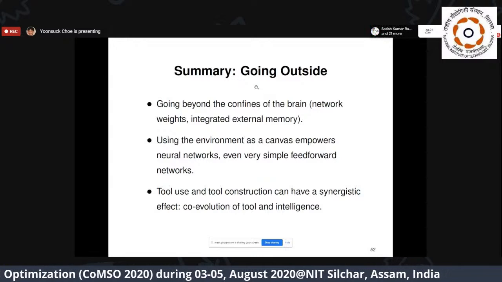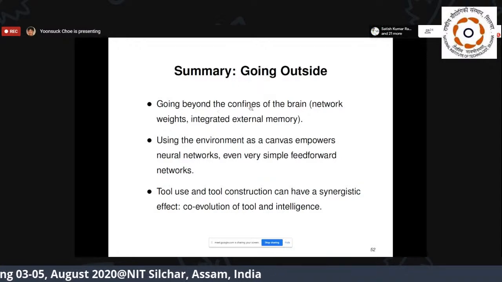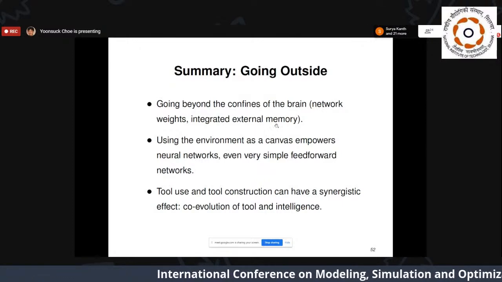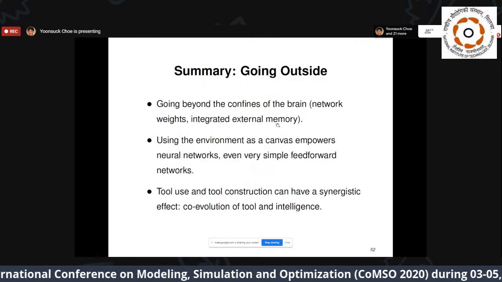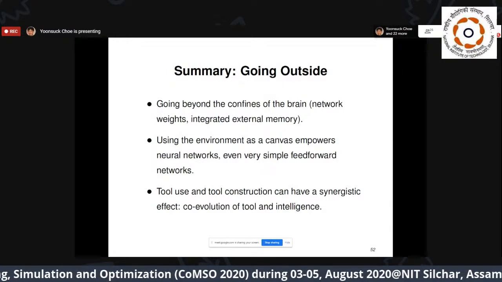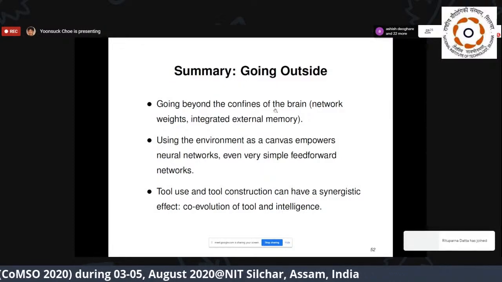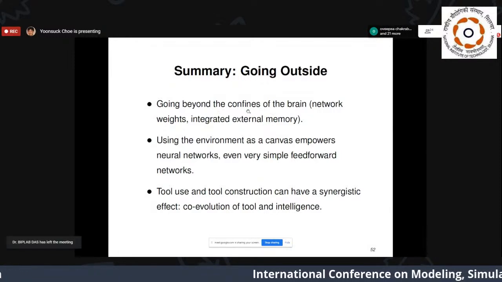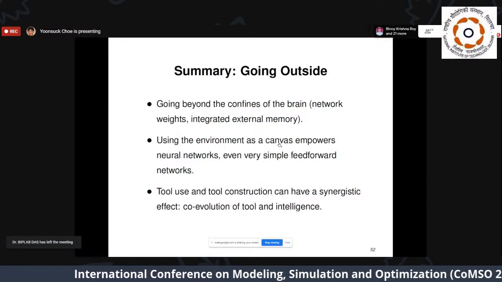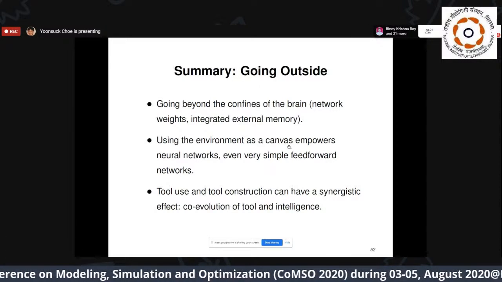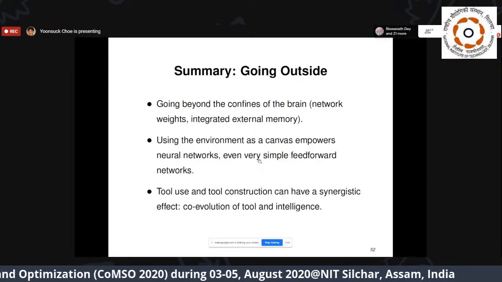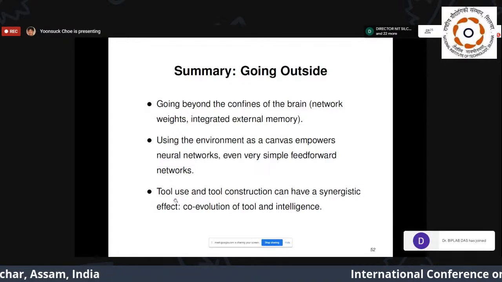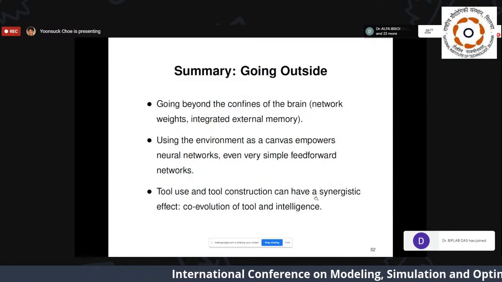Okay, great. So in summary, going beyond the confines of the brain, which only includes the network weights or integrated external memory, such as in the neural Turing machine, for example, it can go even beyond that external memory and go into the environment and use the environment itself as a canvas. And this can empower these neural networks, even very, very simple deep neural networks. And going to the final topic, tool use and tool construction can have a synergistic effect.